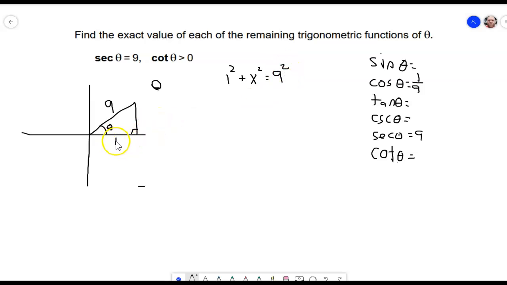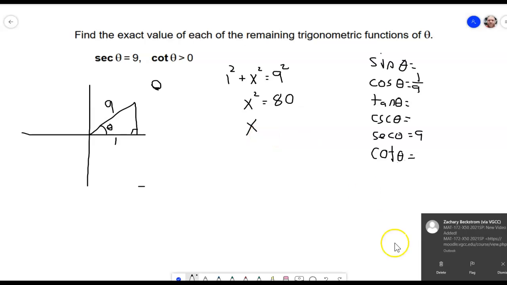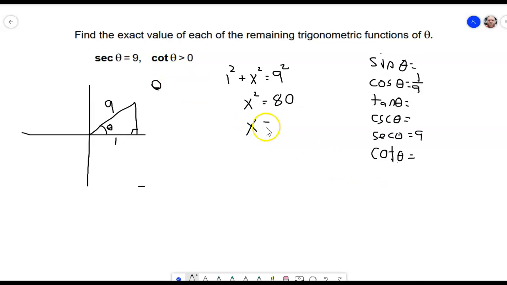So x squared is equal to 81 minus 1, which is 80. So x is equal to the square root of 80. And that can be simplified down to, let's see, we can pull a 16 times 5, so that would be 4 root 5. That would be 4 times the square root of 5.